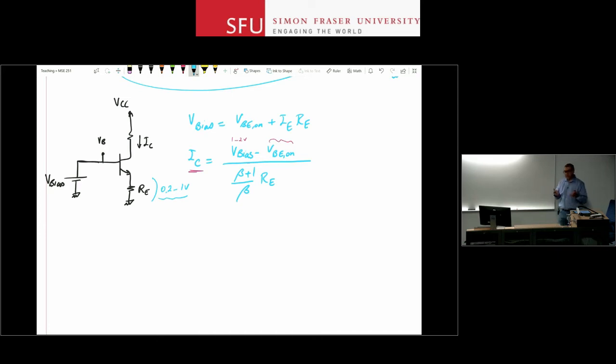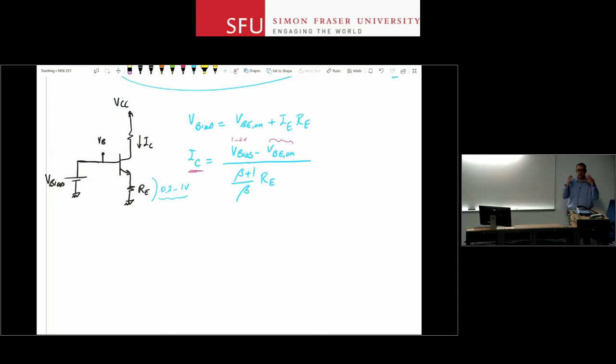What if beta changes? Let's say you pick a transistor that has a beta of 100 and now you make the same circuit with a different transistor that has a beta of 200. Again, if you look at the expression here, that doesn't affect you that much either, right? 101 over 100 is not that different from 201 over 200. So your sensitivity to beta has reduced as well. This is math, or the physics of the device.